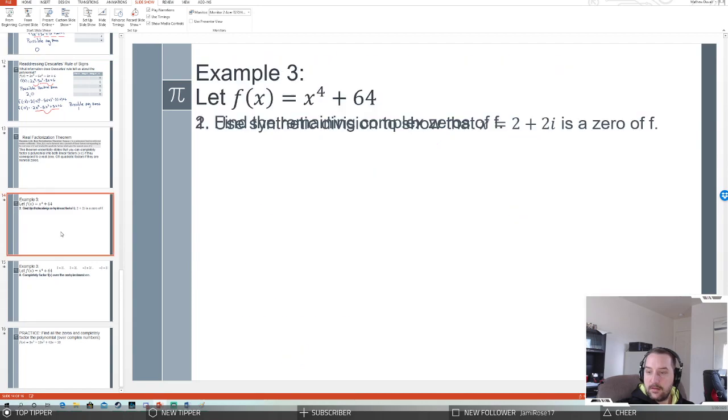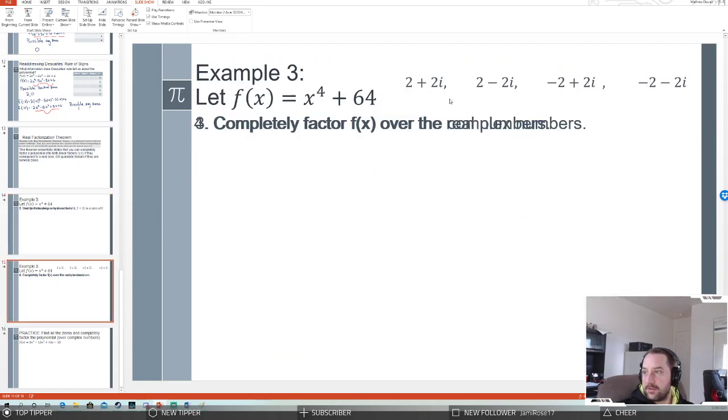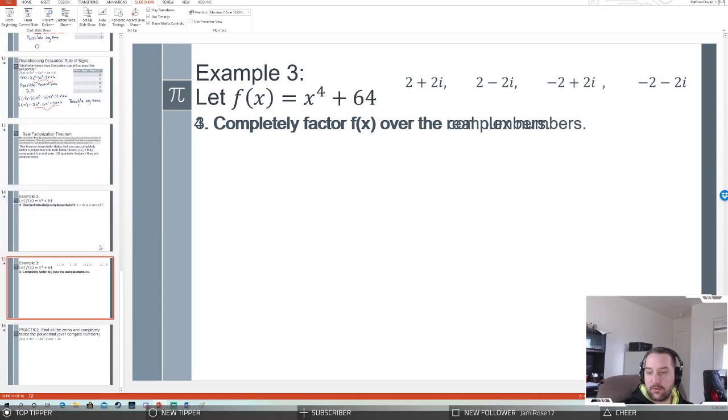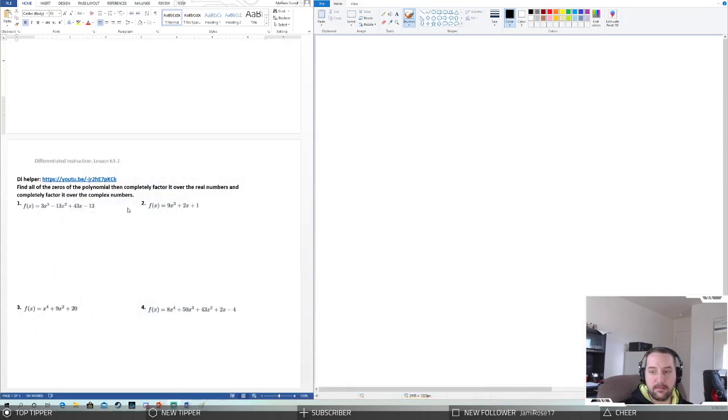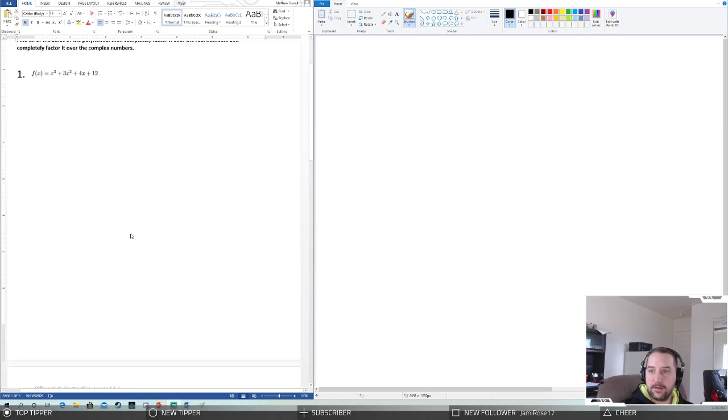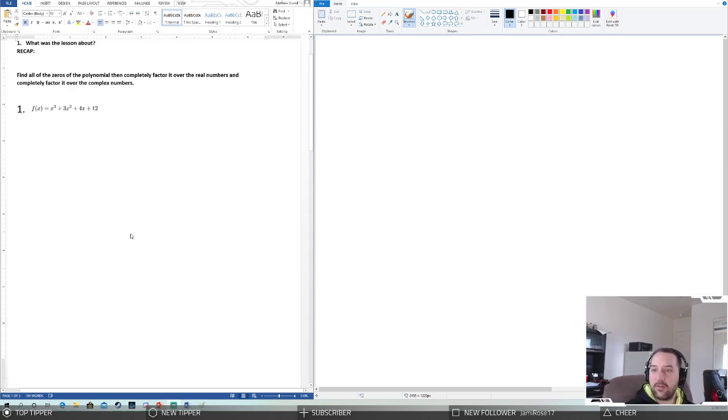And then we just talked about the idea of being able to factor, and here are some of the zeros, and going through and factoring it. So let's go through and practice that. So my recap says find all the zeros of the polynomial, then factor it over real and complex. So if I have x cubed plus 3x squared plus 4x plus 12, in factoring it, we have to do our p's over q's.